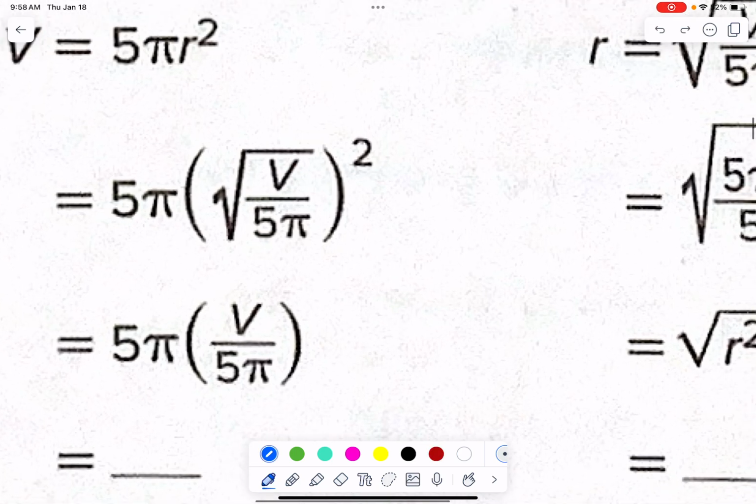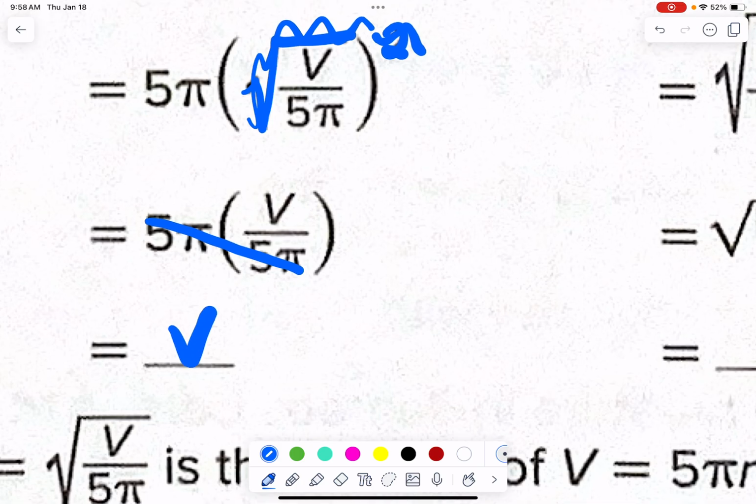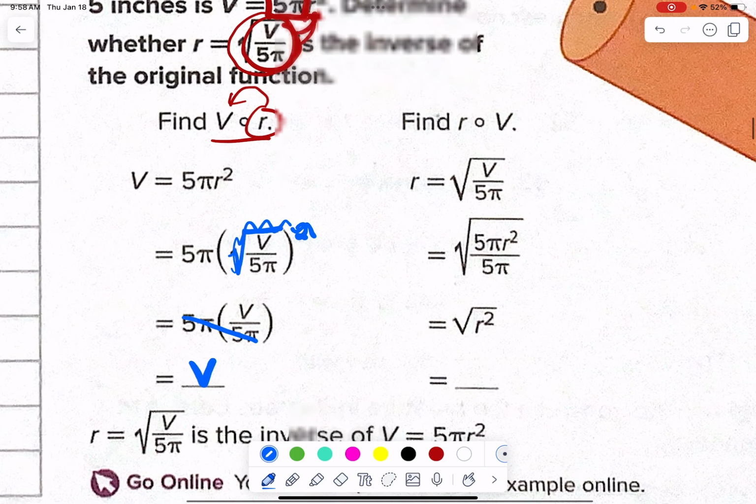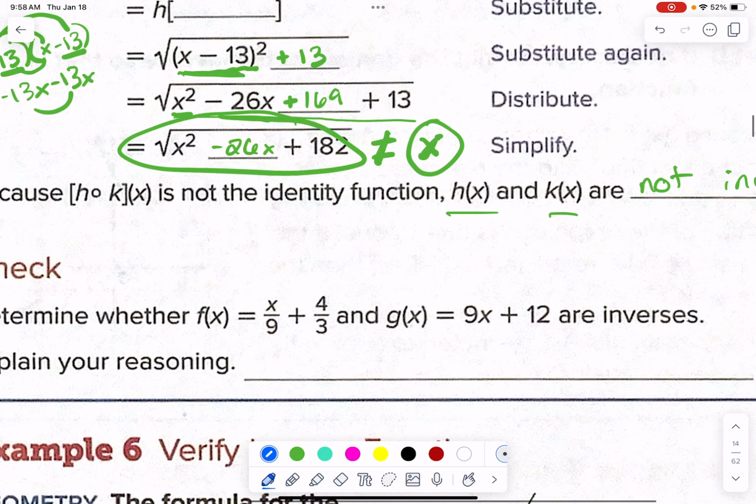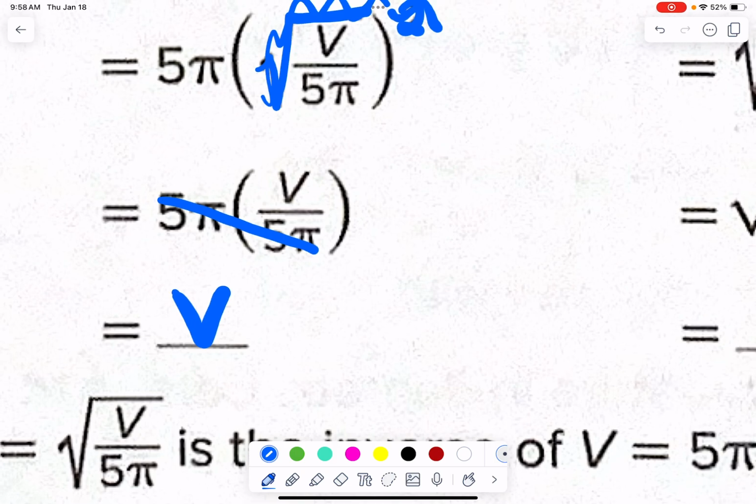So what's happening here is I have a square root and then I have a square, and those two things are going to cancel. So that's what they've done in this step. We have 5 pi times v over 5 pi. Now, these two 5 pi's can cancel. One's in the numerator and one's in the denominator. Those will cancel. So I have v left over, okay? Now, I told you up above here, in order for them to be inverses, we have to reduce to x. Well, technically, v is my x variable. They've just called it v instead of x. So this one checks out.